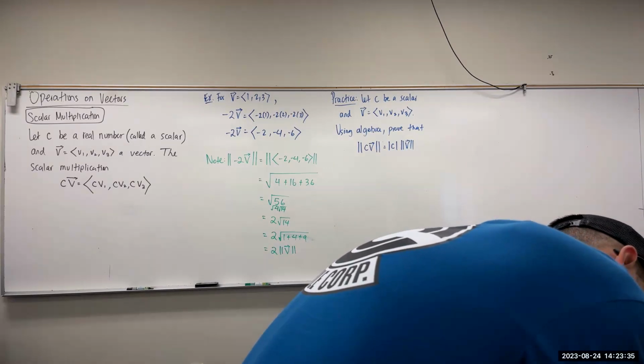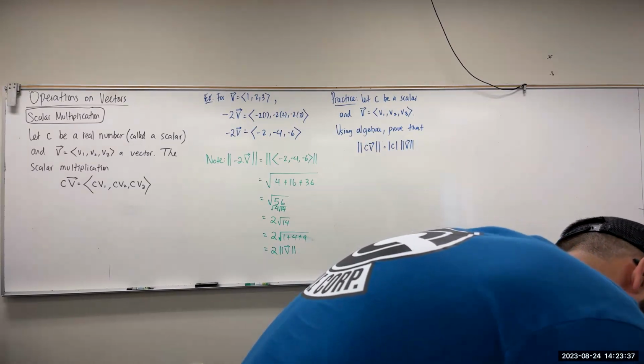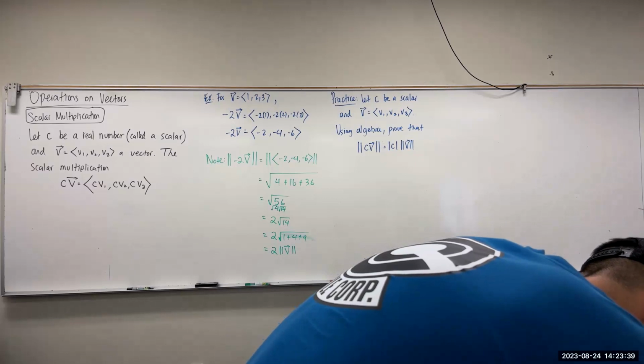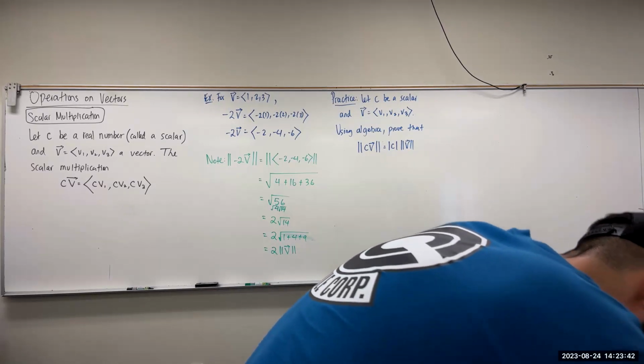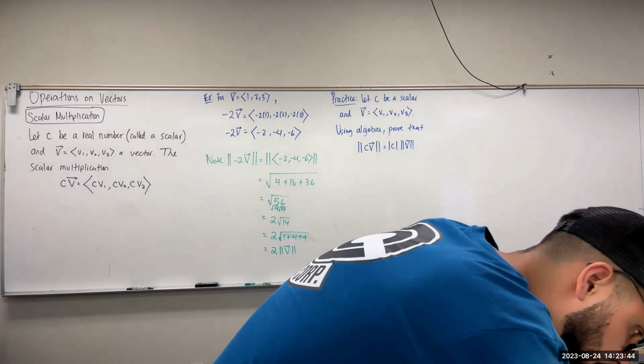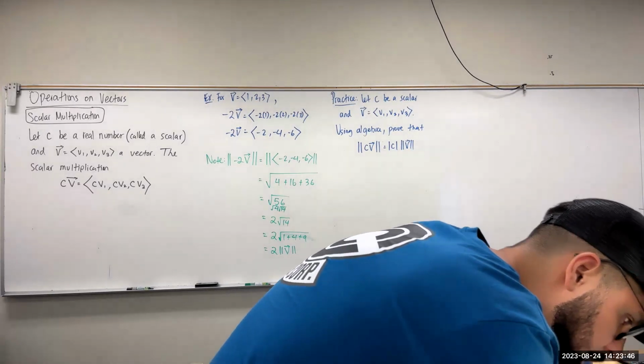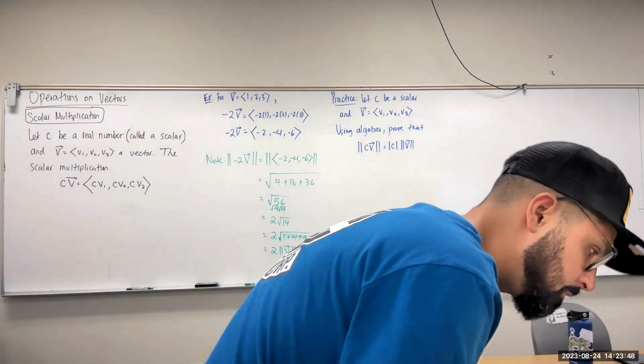Make that a problem. One little property from algebra and square roots: the square root of a squared variable becomes the absolute value.